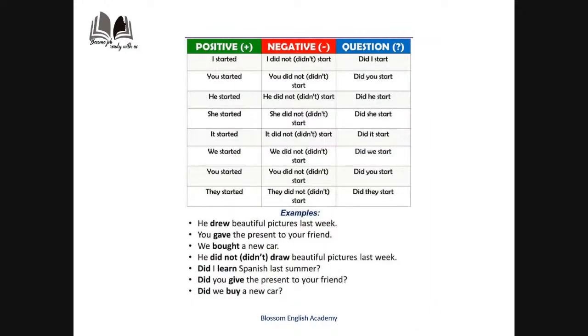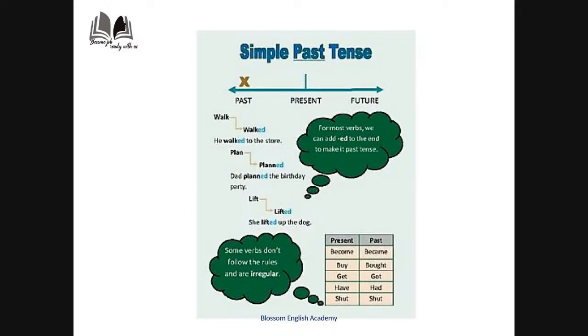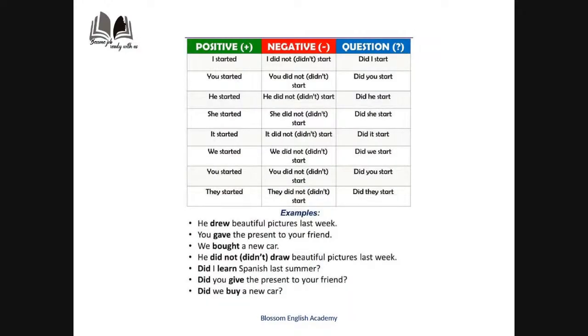So, how do you construct a past form of the sentence? You will have a subject, which is the doer of the action, and then you will have the verb in its past form, and then the rest of the sentence. You can see an example: He drew beautiful pictures last week. So who drew? Who is the doer of this action? He. So you have the subject and the verb in its past form. So he drew, and what did he do?